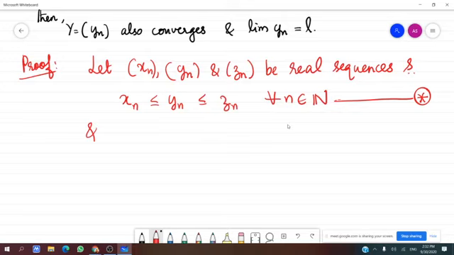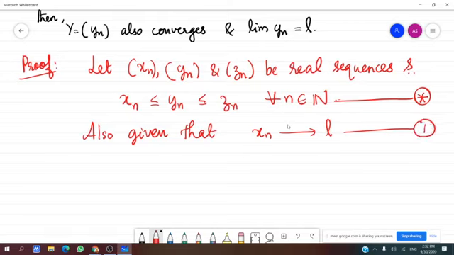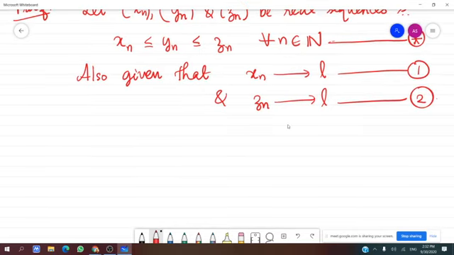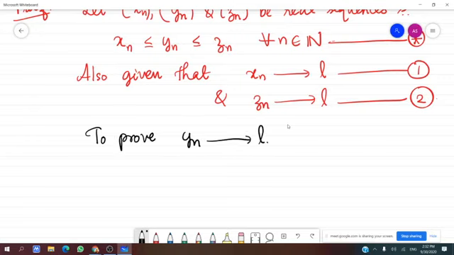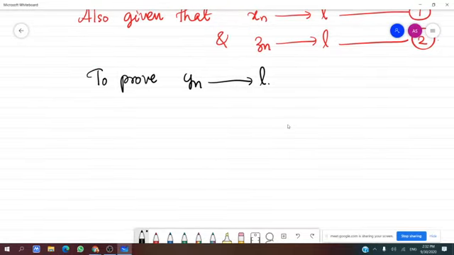Okay, also given that sequence xn converges to L, let it be condition number 1, and sequence zn also converges to the same limit L, condition number 2. And to prove, sequence yn converges to L. For that, as usual, we take an epsilon. Let epsilon greater than 0 be given.